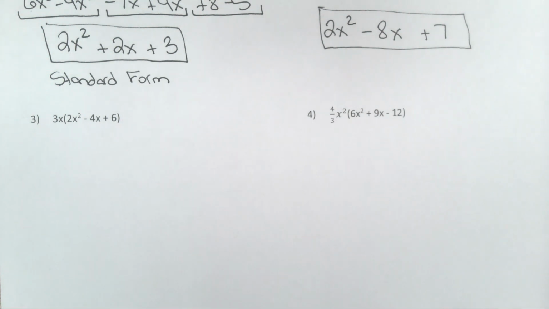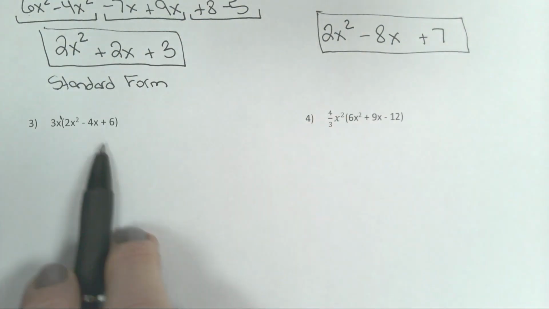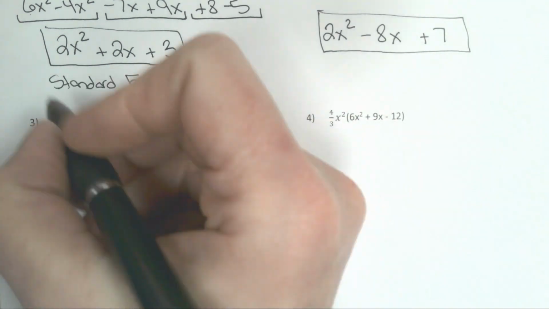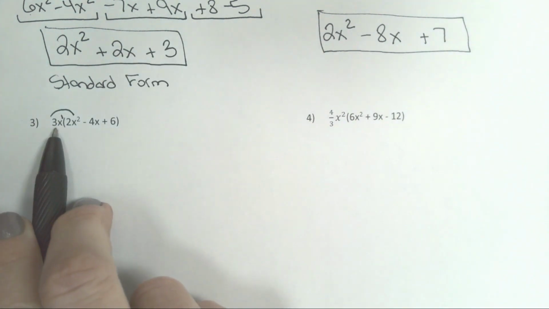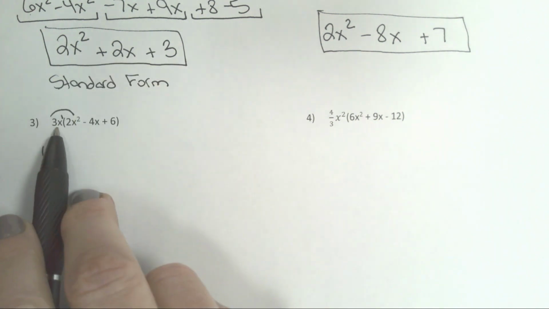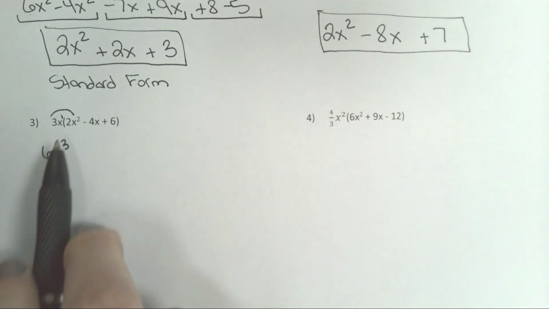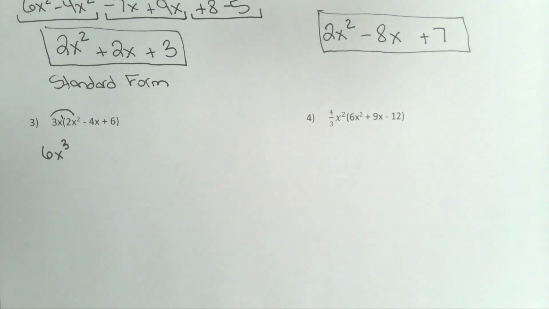Number 3 and 4. So number 3, we have some multiplication going on. You have to remember that when you multiply variables, you add your exponents. So you could put a little 1 on there on that exponent if you would like. Numbers multiply and variables add. So when I take 3 times 2, I get 6. And x times x squared is x to the third. So the coefficients multiply, and then the variables, you just add your exponents together.